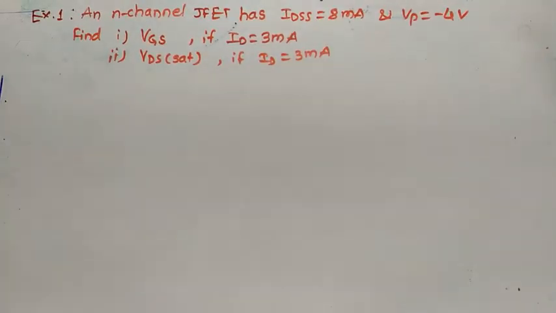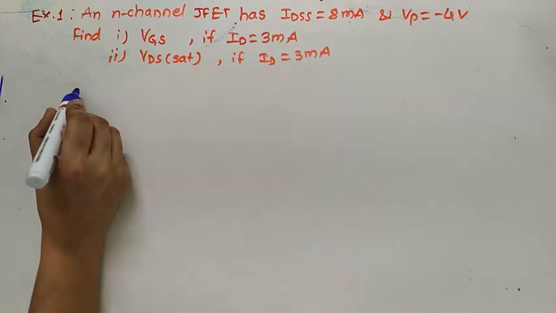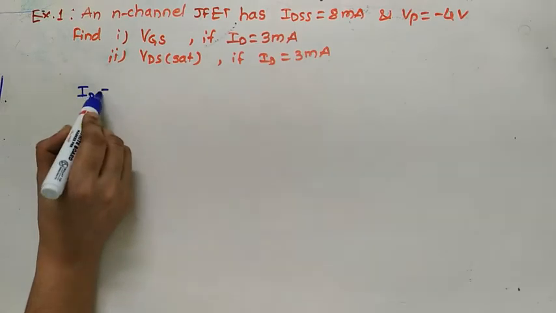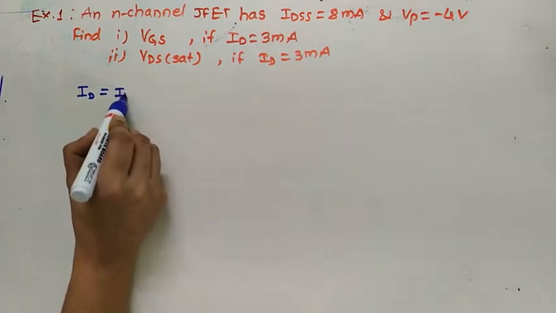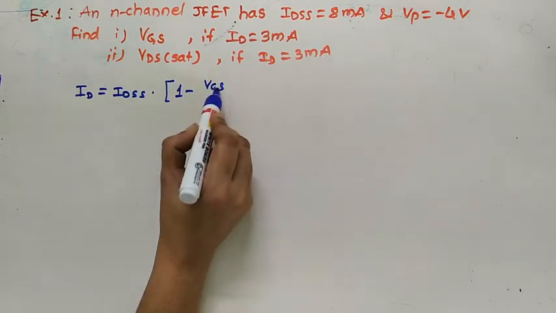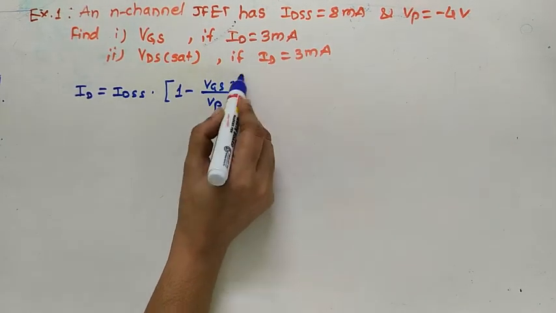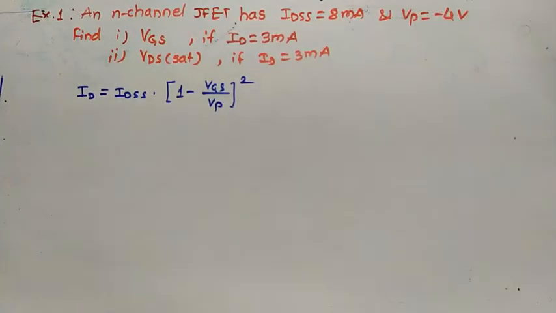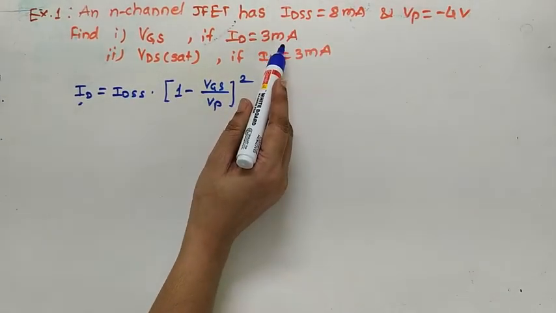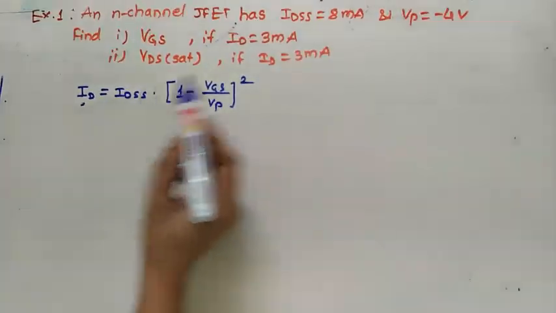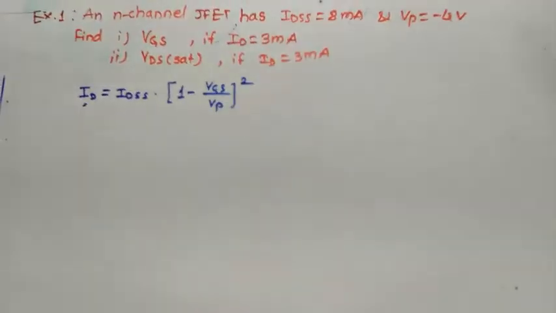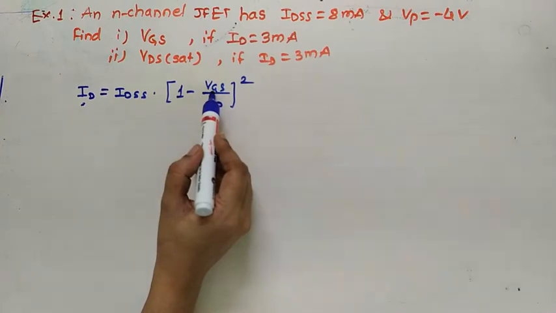So, first of all, we have to write down Shockley's drain current equation. Shockley's drain current equation is given as ID is equal to IDSS into (1 minus VGS upon VP) squared. And here the value of ID is given as 3 milliampere, IDSS is 8 milliampere, pinch off voltage is minus 4 volt, and the unknown is VGS.